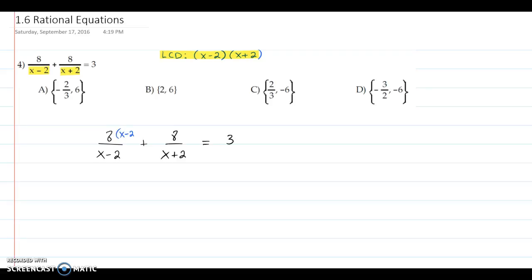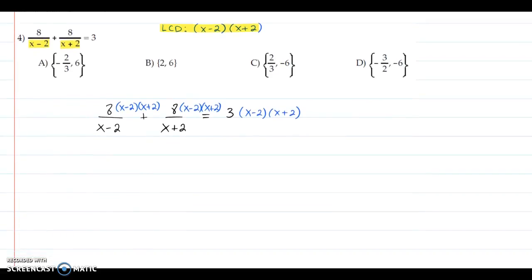So x minus 2, x plus 2. The same thing with our second term here, and then finally the last term as well. Again, whatever you do to one thing of an equation, we have to do to everything else in order to balance out what we're doing.